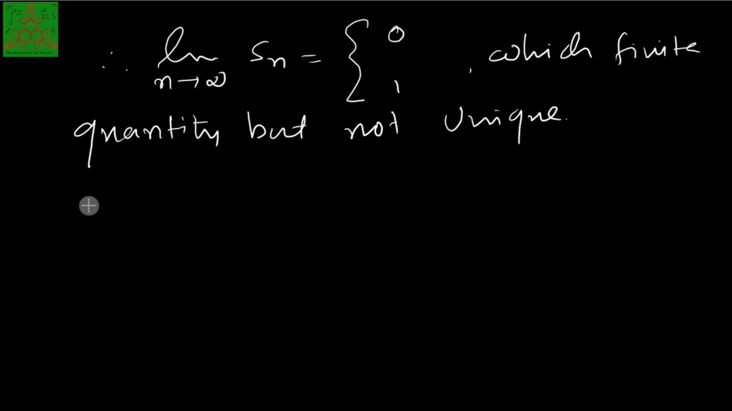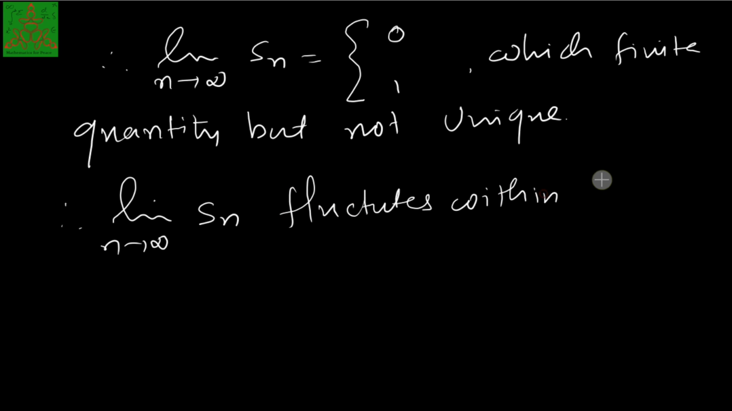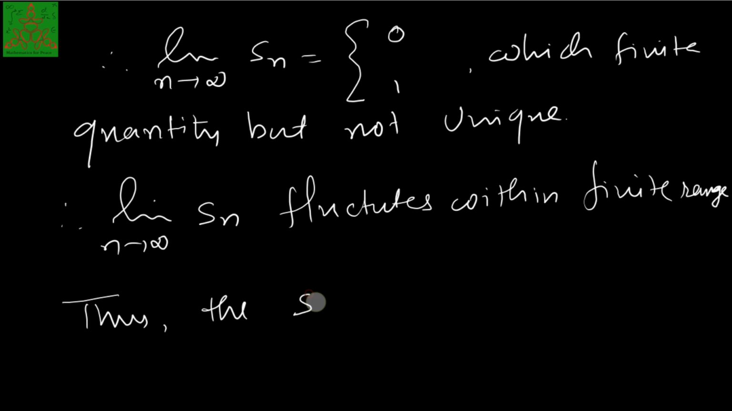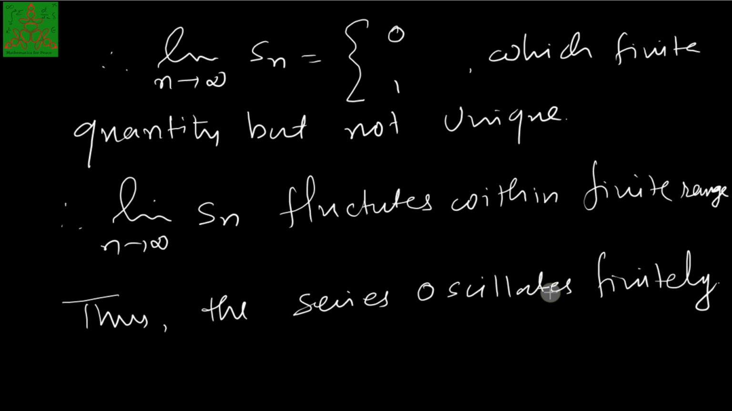So we can say the limit of Sn as n tends to infinity fluctuates within a finite range, and therefore the series is an oscillatory series, it oscillates finitely. This is what we got from here. Let's solve one more example.